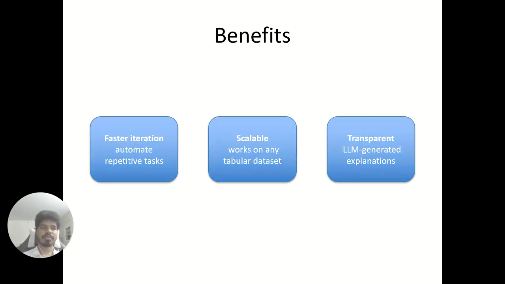The benefit of this is faster iteration. We are essentially automating repetitive tasks which are being done by ML engineers or data scientists. This is scalable, and works only on tabular datasets. When it comes to tabular datasets, the majority of the workflow is a very automated process, so it can scale up depending on the number of rows or number of columns. How it scales depends on how we scale it up.